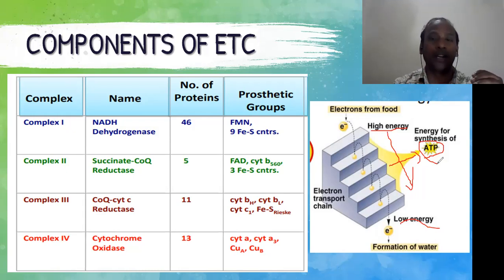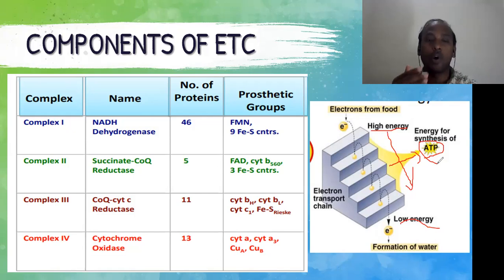Now coming to the actual components of the electron transport chain, there are 4 different components present. We call them complex 1, 2, 3, and 4. Why are we calling them complexes? Because each is a combination of many different types of proteins and enzymes, and even prosthetic groups make up a single complex. So that's what we call complexes. Complex 1, 2, 3, 4.